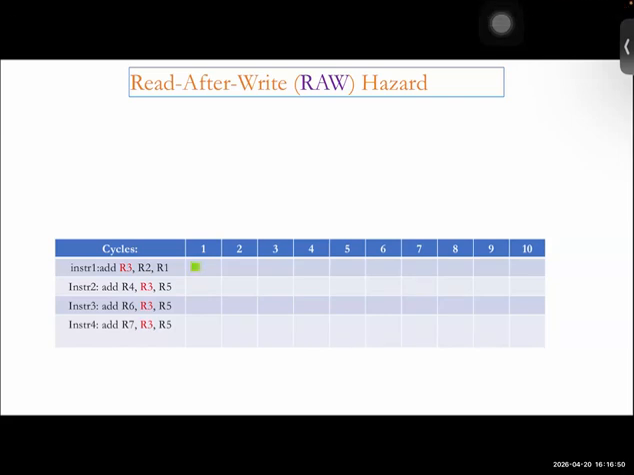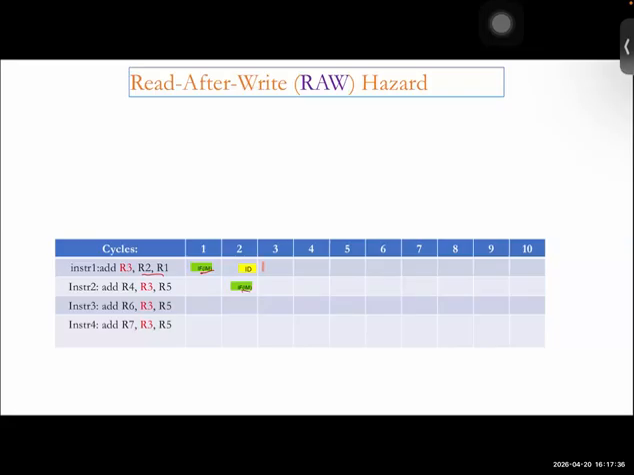In the first cycle, the first instruction is allowed inside the pipe in the instruction fetching stage, fetching from instruction memory. Then in the second cycle, instruction 1 moves into the instruction decode stage, reading the R1 and R2 values from the register file. So the instruction fetching stage becomes idle, and instruction 2 is allowed inside the pipe at cycle 2, fetching from instruction memory.